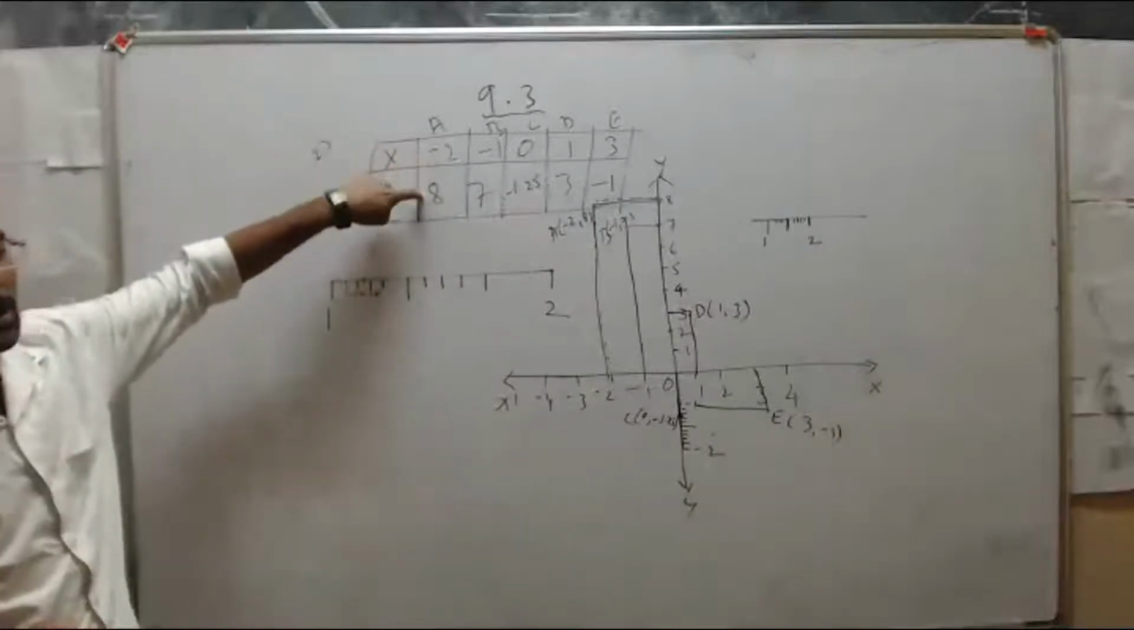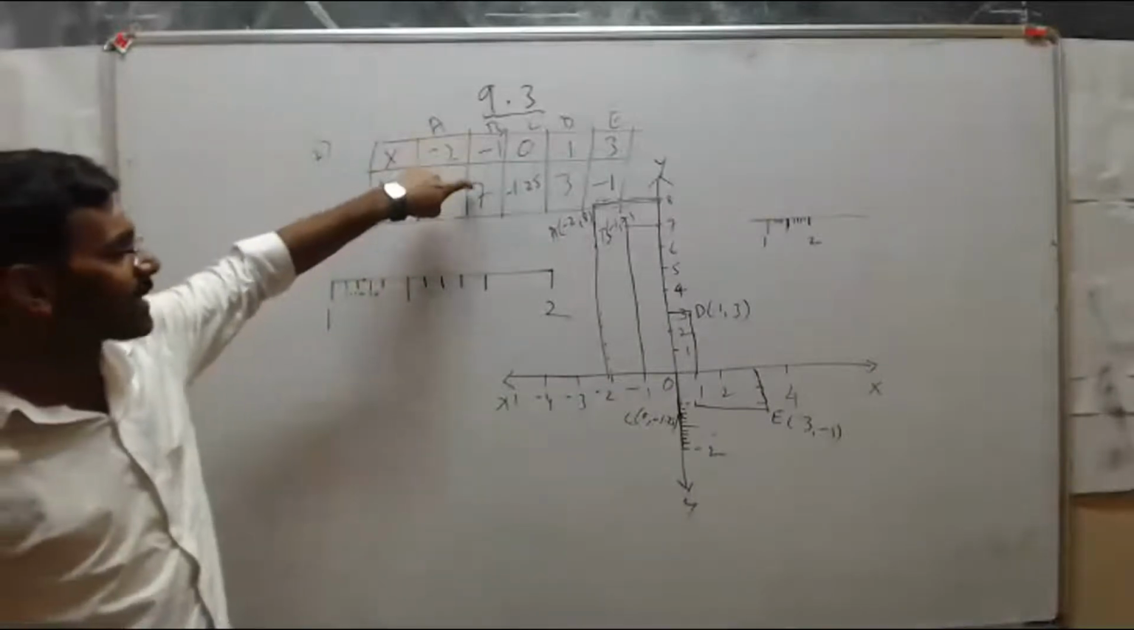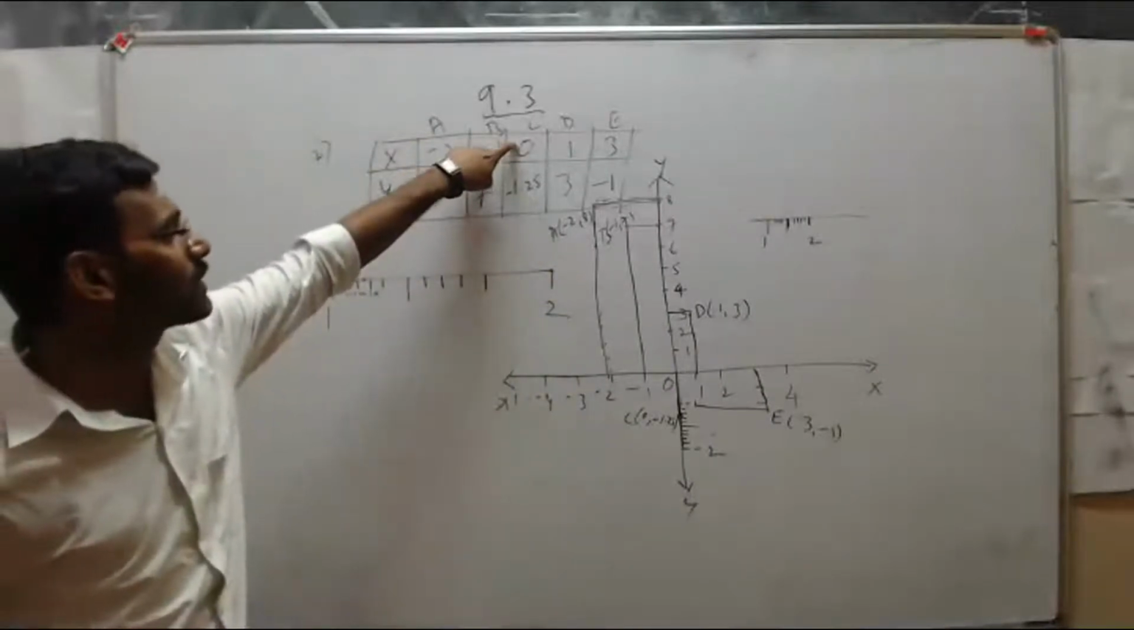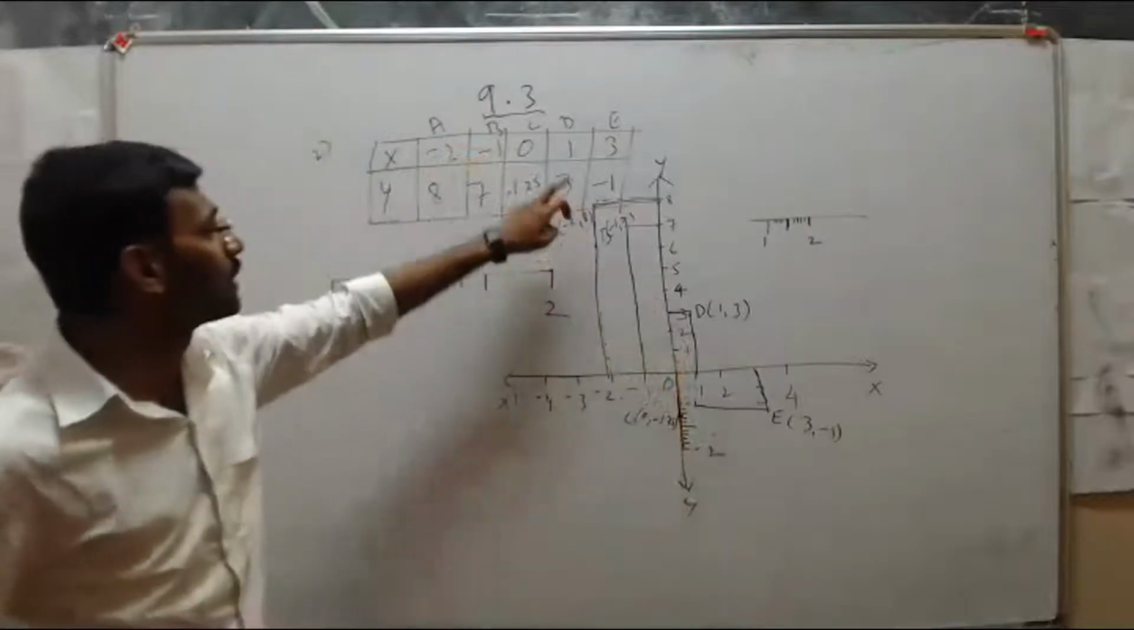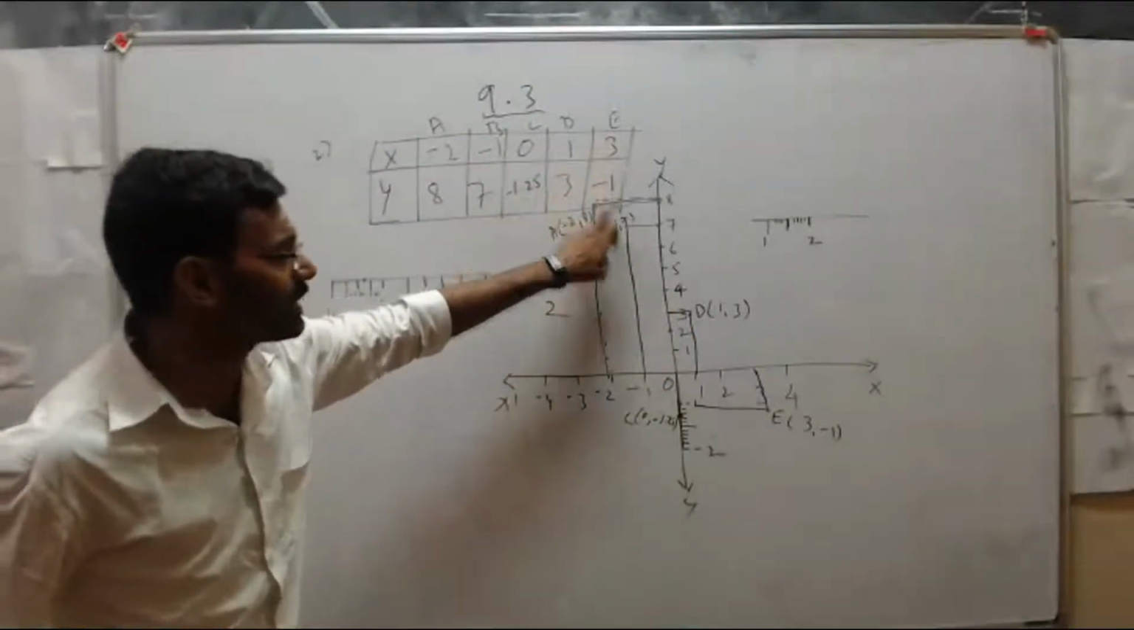If the x value is negative and the y value is positive, that is minus plus, the second quadrant. If the x value is 0, the point lies on the y axis. If both are positive, it is the first quadrant. If the x value is positive and the y value is negative, it is the fourth quadrant.